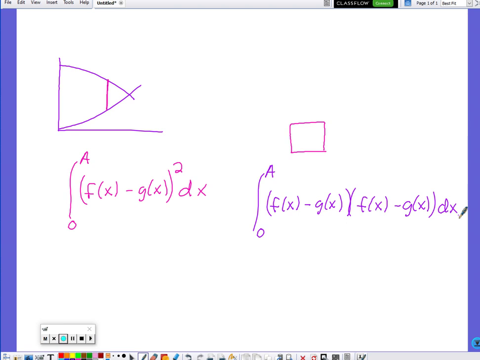So if they say this is the shape of the slice, then I'm going to have something like this. 0 to A, 2 times the area of the square. That would find the volume of a solid if the slices were this shape. We draw it on the board so this would be slices that are rectangles like so. This is square slices. This is square slices.